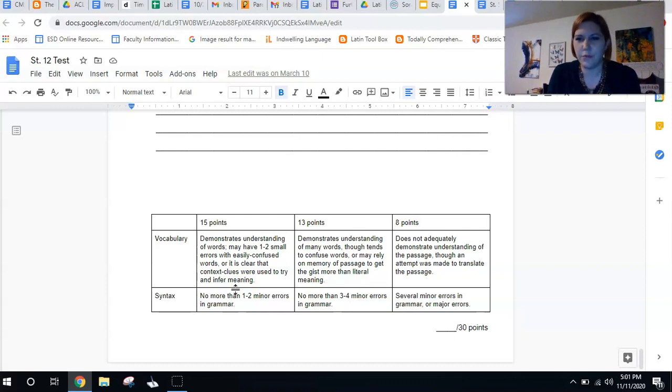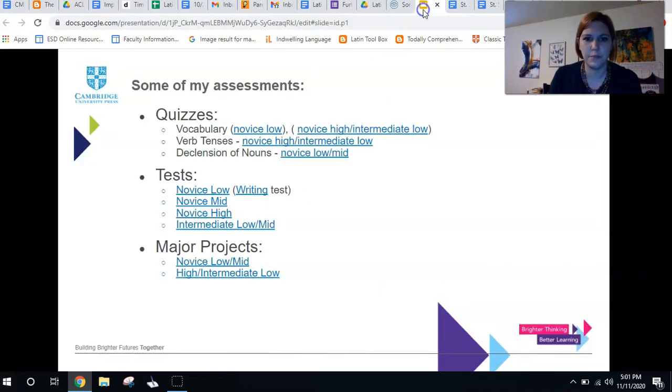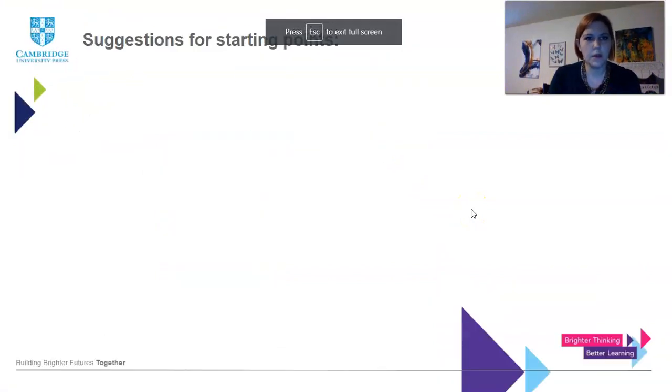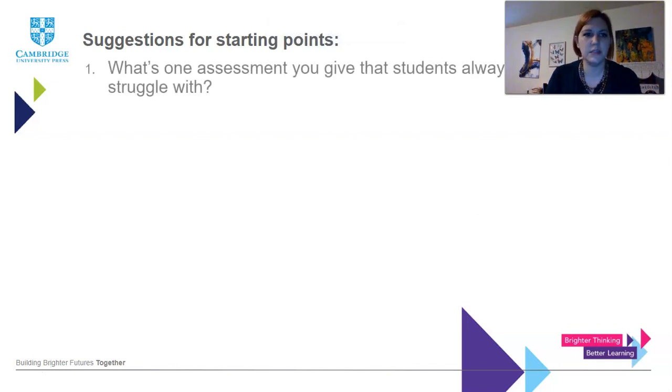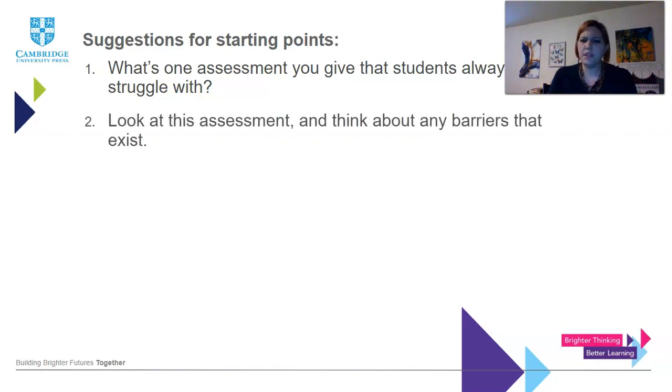Perfection is just not very realistic in any aspect of our lives. And so I don't really want to make students think that they need to be perfect in class. So here are some suggestions for starting points when you're looking at your own assessments. Think of one assessment that you give that students always struggle with. Look at this one and think about whether there might be some barriers that exist.